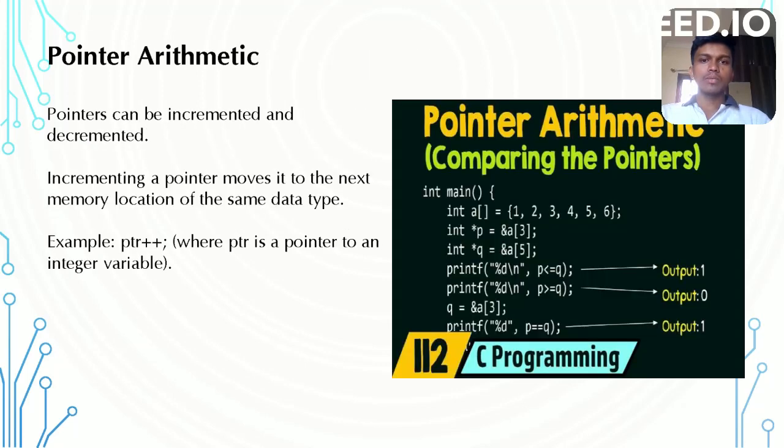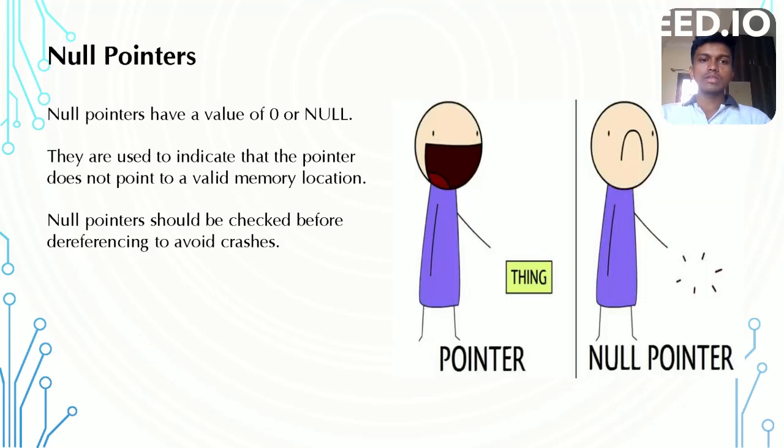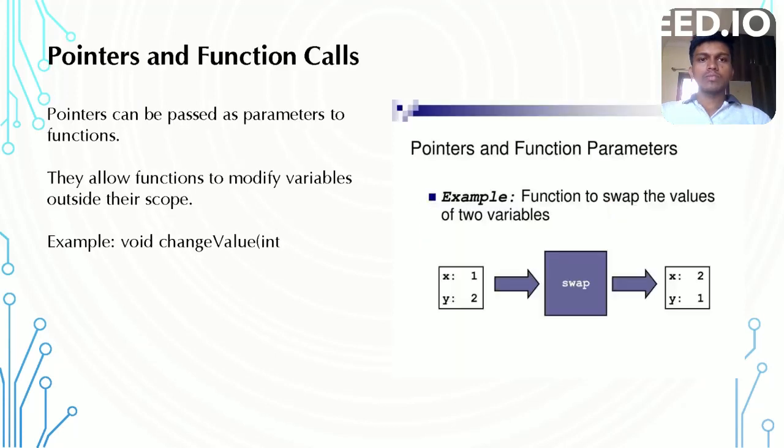Pointer arithmetic. Pointers can be incremented and decremented. Incrementing a pointer moves it to the next memory location of the same data type. Example, ptr++, where ptr is a pointer to an integer variable. Here is a simple program for the example of pointer arithmetic. Next is the null pointer. Null pointers have a value of 0 or NULL. They are used to indicate that the pointer does not point to a valid memory location. A null pointer should be checked before dereferencing to avoid crashes.